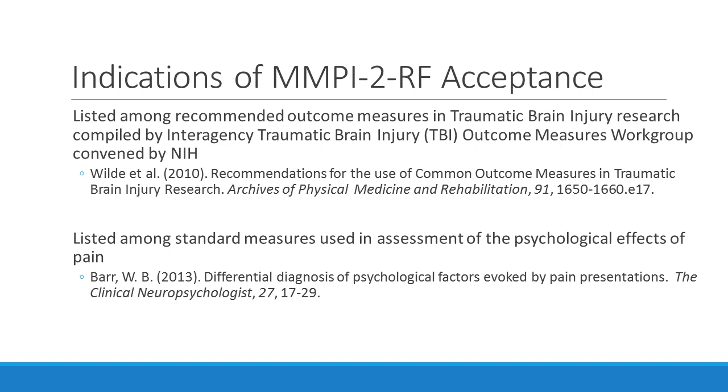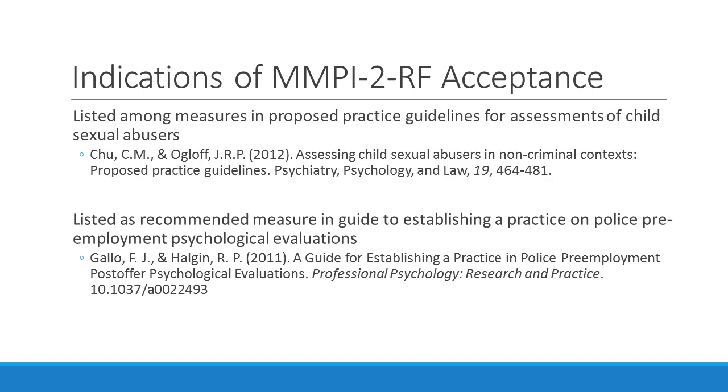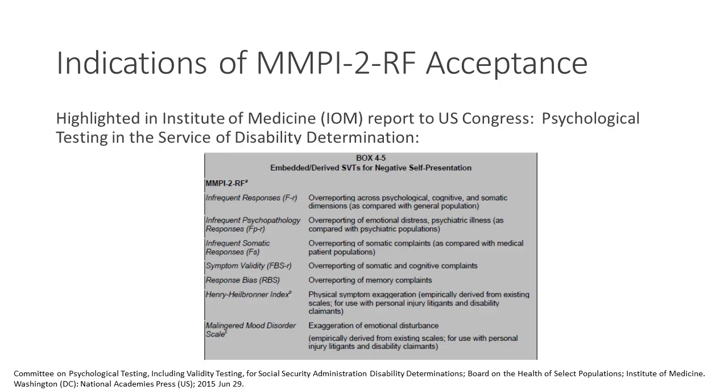It's listed among standard measures used in the assessment of the psychological effects of pain. It's listed among measures and proposed practice guidelines for the assessment of child sexual abusers. It's listed as a recommended measure in a guide to establish a practice on police pre-employment psychological evaluations. It's been highlighted in the Institute of Medicine's report to the U.S. Congress, Psychological Testing in the Service of Disability Determination, where they talk especially about scales that are used to detect over-reporting.